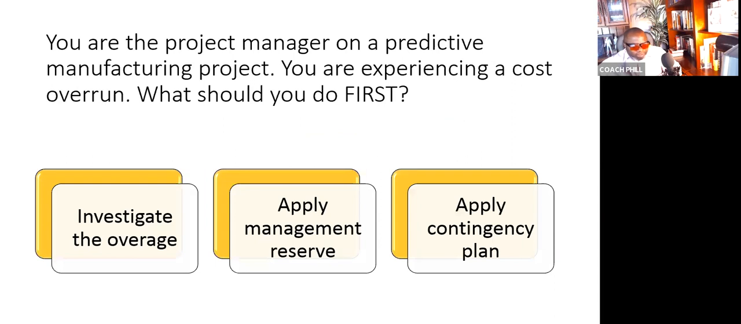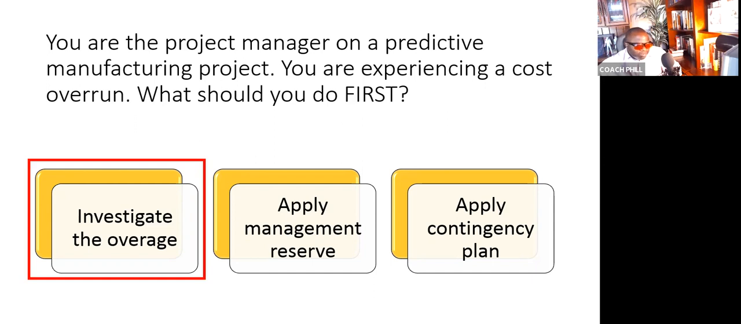Next question. You are the project manager on a predictive manufacturing project. You're experiencing a cost overrun. What should you do first? Hit the pause button. The answer? Investigate the overage. You wouldn't apply management reserve without knowing what the problem is. You wouldn't apply a contingency plan without knowing what the problem is. So your first line of action should be always to look into it, investigate.